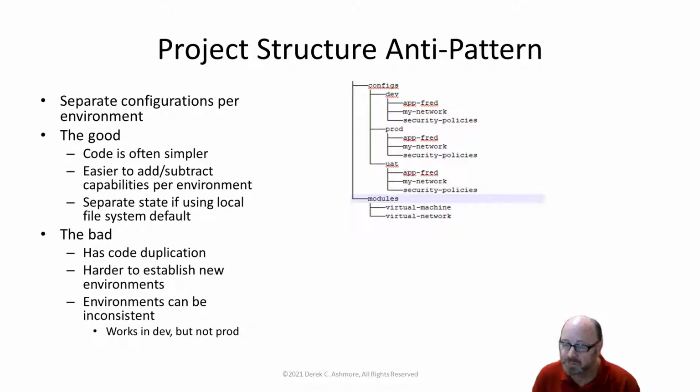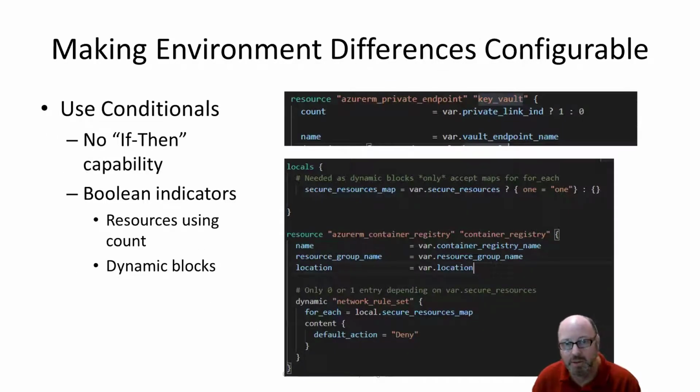The advantage of the first pattern I showed in the previous slide is it's literally the same automation that gets run in each environment, which we've all run into that problem where something works in dev or UAT, but it doesn't work in production. That's an example of environment inconsistency that we'd really like to avoid, and using the same automation for all environments really helps you do that. Then the question becomes, in environments, how do you make environment differences configurable?